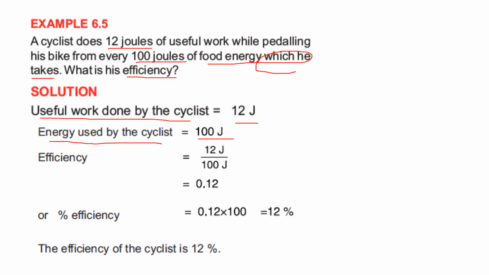The work done by the cyclist is about 12 joule, and the energy that is used by the cyclist is about 100 joule. So the thing he takes is basically the input energy, because that food is taken by the cyclist. This is the input. The work that is performed from this cycle is basically the output, right? And we have to find the efficiency. So it is the ratio of output by input. Just divide 12 joule by 100 joule, you will get 0.12. To find the percentage efficiency, you multiply by 100 and you will get 12%. So this is the efficiency of the cyclist in this case.